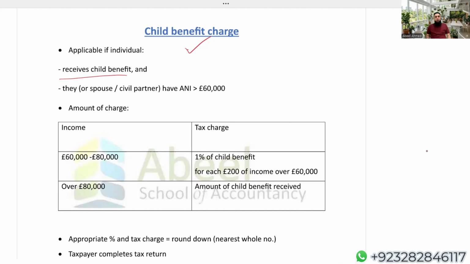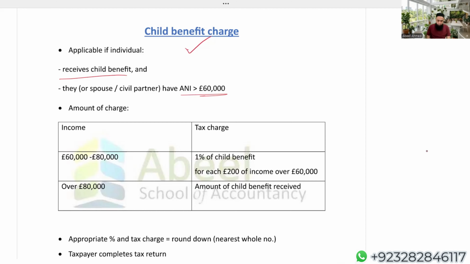So at least out of husband and wife, one has to have adjusted net income more than £60,000, no matter that the other spouse has received the benefit. The main concept is that one of them must have adjusted net income more than £60,000. Their spouse, civil partner, anyone having adjusted net income more than £60,000. If both of them have adjusted net income more than £60,000, then we'll see which one has the higher ANI. Then child benefit charge will be calculated on the basis of whoever has the higher ANI.